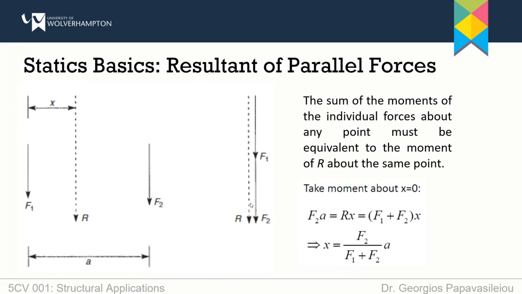And then the magnitude is the algebraic sum of these forces. So you just add them together, and this is the magnitude. You also need to calculate the distance at which this force should apply from the given point, so that the moment of this resultant force will be equal to the moment of all of these forces. So these two conditions should apply. The moment should be equal, and the sum should be equal to the algebraic sum of the forces.